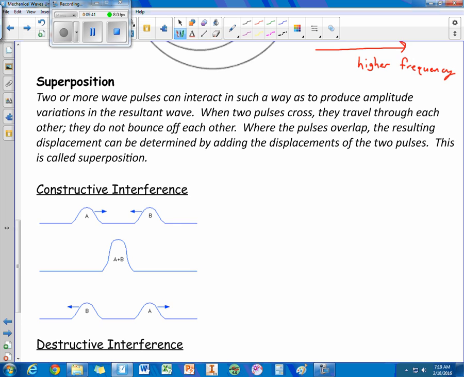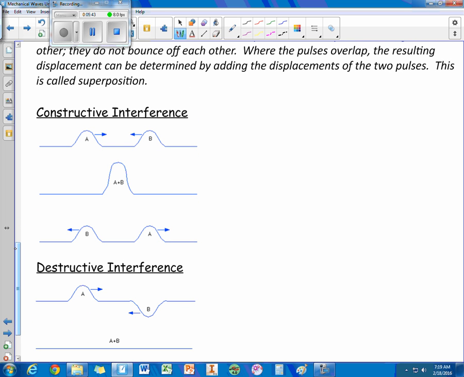So the first type is constructive interference. So here we have two positive wave pulses, and as they come together, their amplitudes add. So in other words, if A is 3 and B is 4, A plus B would be 7. Then they would go through each other and go away like nothing ever happened.